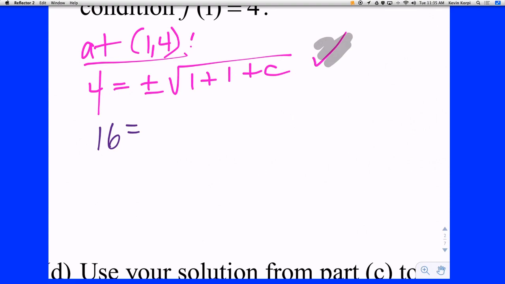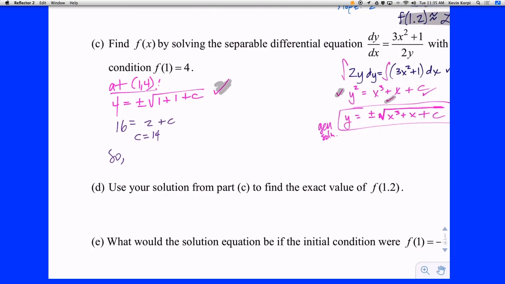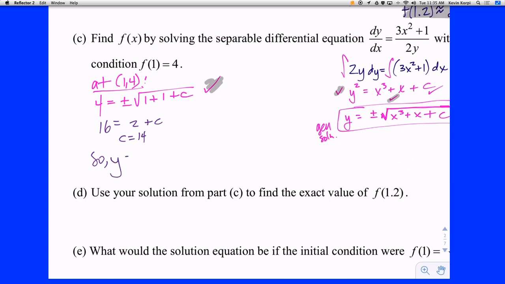It becomes positive. So you're left with 1 plus 1, which is 2, plus c. And you get c equals 14. Now, you don't get an extra check for that because they gave it to you up there. So, now you plug it back into the form you use. Y equals, and I leave a little space, x cubed plus x plus 14.